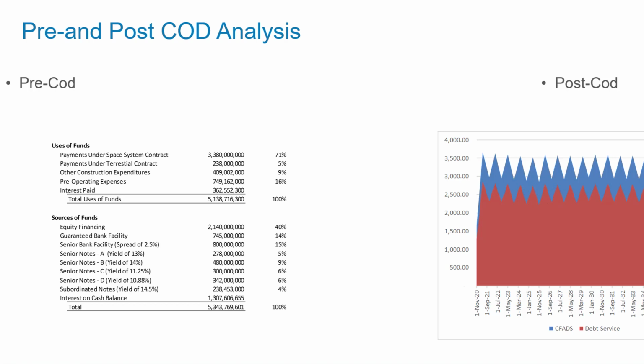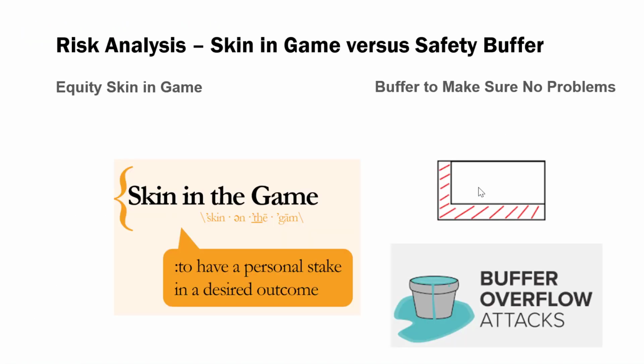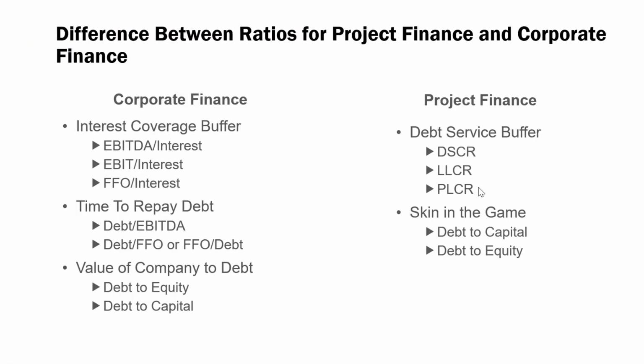So the LLCR measures the present value of this divided by the present value of that, but we stop at the red thing, and it says how much can this go down versus this over the whole life of the loan, not over the whole life of the project that includes the tail. So the PLCR includes the tail, the LLCR does not. Okay.